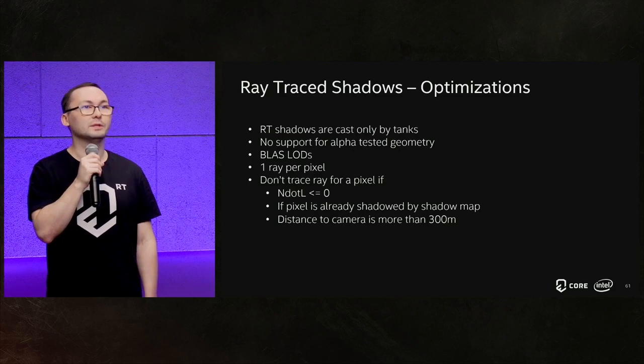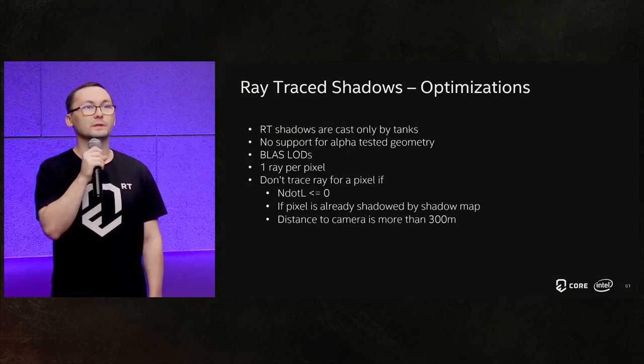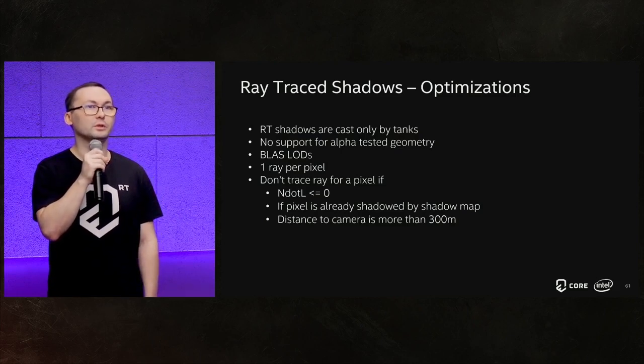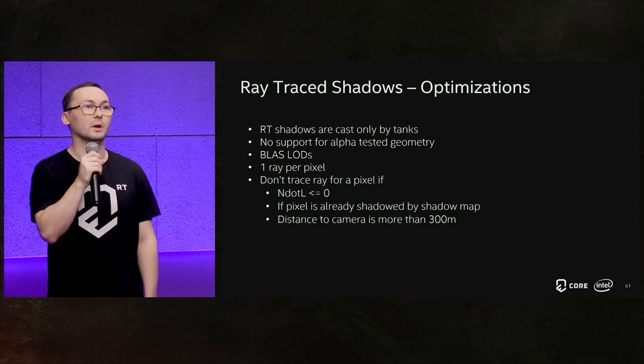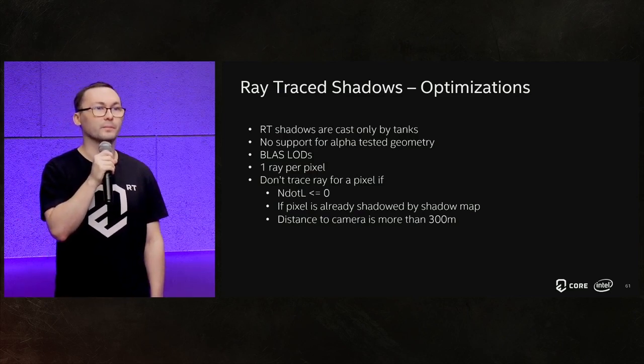So the main optimizations that we made are the following. The major optimization was that ray traced shadows are cast only by tanks, and other objects use regular shadow maps. Tanks are our main objects in the game, and they're the most detailed objects in the game, and they occupy a significant portion of the screen.